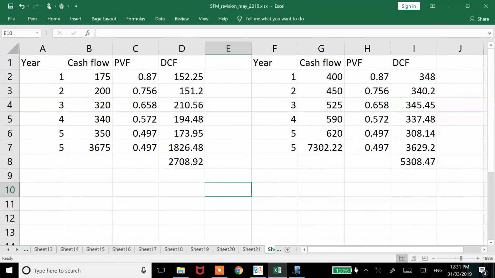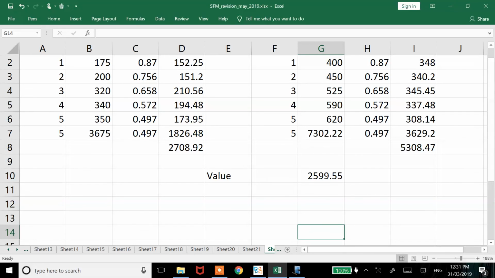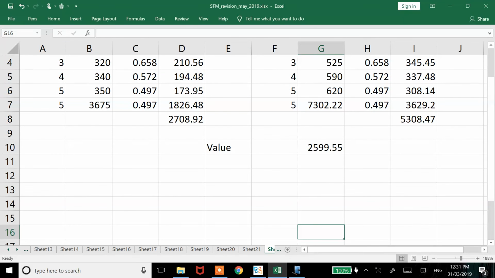So this will be the value pre and post merger. Value of acquisition is nothing but the difference in value, 5308 minus 2708. This is the benefit of the acquisition, or the value of acquisition. Because of the acquisition, the value goes up by this number. Value of acquisition: 2599.55. Basically, whatever entity I am acquiring, I see a worth of 2599 in that entity. That's the value of acquisition, 2599.55, the worth of acquisition of the other entity.